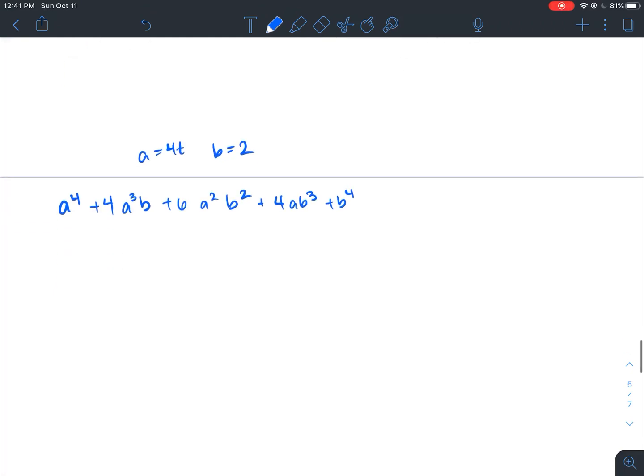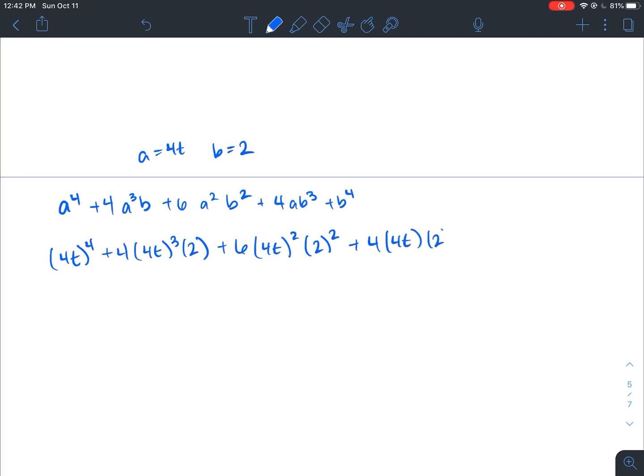So let's plug those in. So 4t to the fourth power plus 4 times 4t cubed times b, plus 6 times a. A is 4t, so that's being squared, times b, which is 2, that's being squared, plus 4 times a, which is 4t, times b, which is being raised to the third power, plus b, 4t to the fourth power.